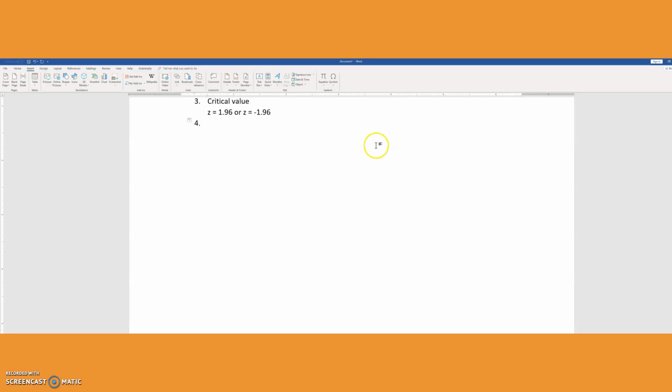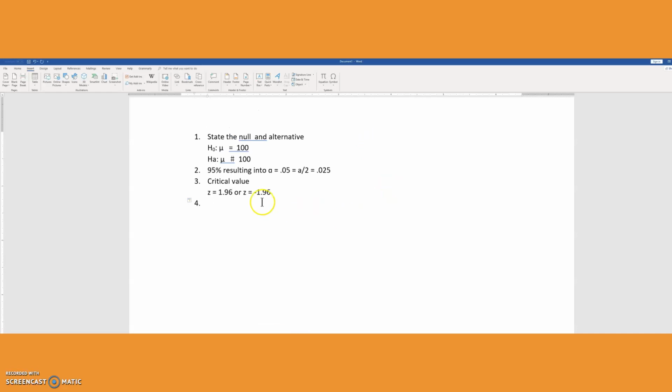And as a result, we're going to go ahead and calculate that. We want to see if the calculated z is going to be, this is the beginning of the rejection region from the left, and this is the beginning of the critical region from the right. And if we end up calculating z, and if z is greater than 1.96 or less than minus 1.96, we should reject the null hypothesis.